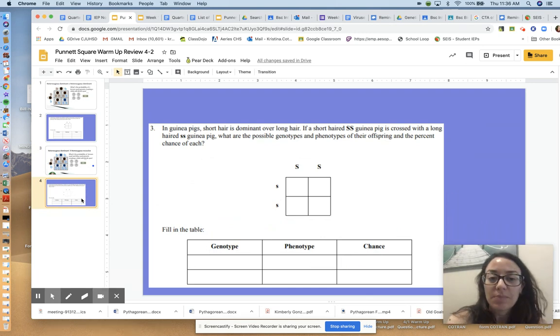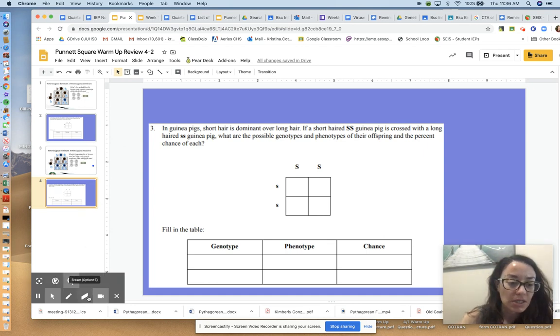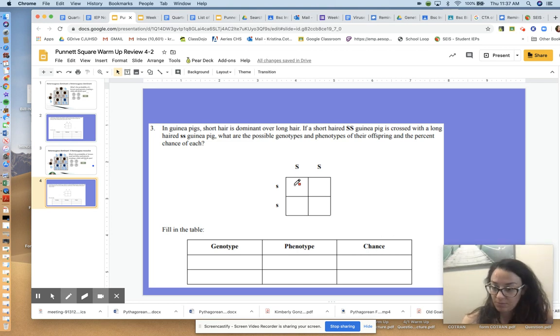This is talking about guinea pigs. Now, short hair is actually dominant. When you have a long-haired guinea pig, that's a recessive trait, right? So dominant is capital, recessive is lowercase. Dominant is what? Capital, and recessive is lowercase. So let's go ahead and put these together here. We're going to combine these alleles. We're doing a genetic cross.